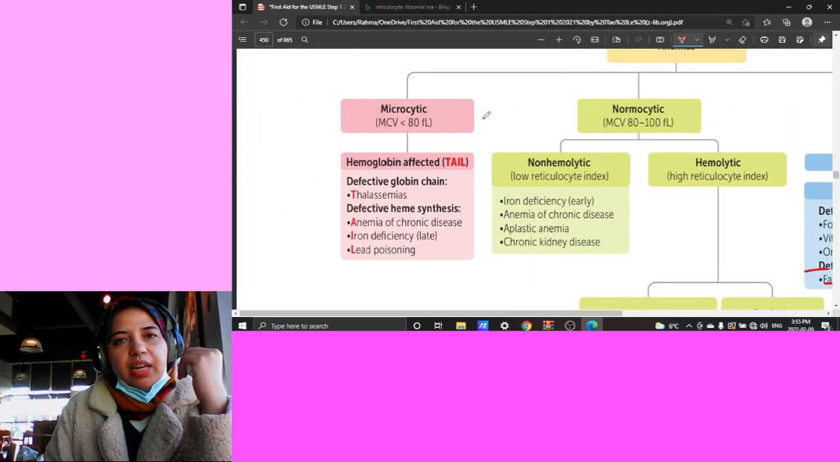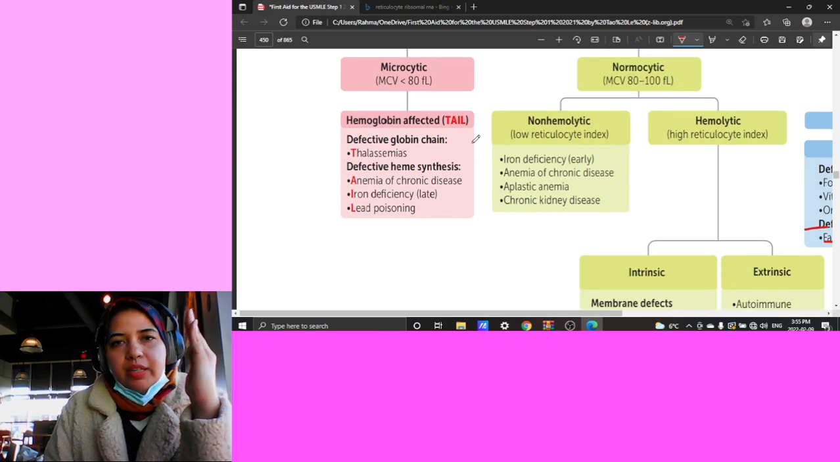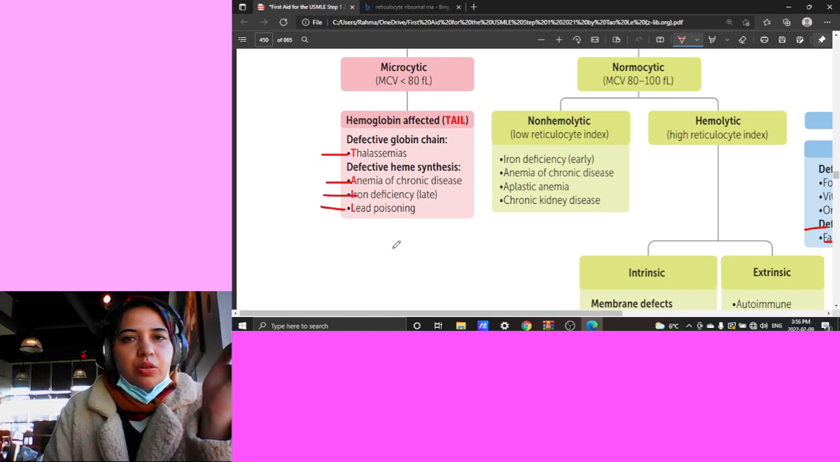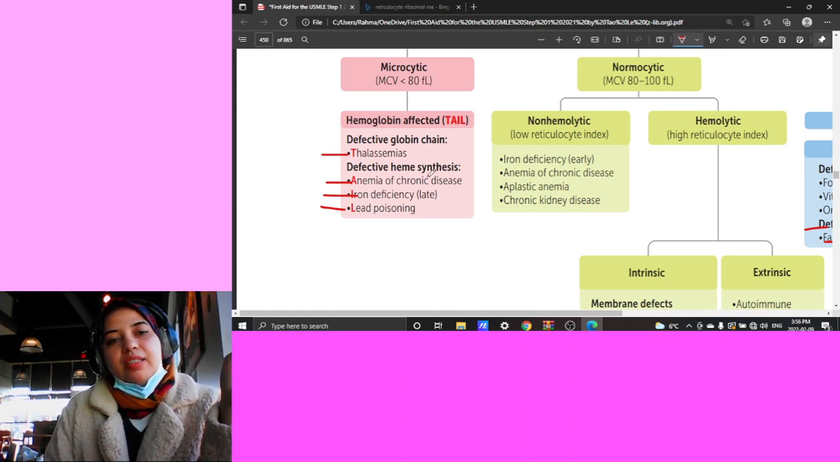Next, when we look at microcytic anemia, just memorize microcytic anemia. You have thalassemia, you have anemia of chronic disease, you have iron deficiency, and you have lead poisoning. So whenever I see microcytosis, I'm thinking of these guys. Thalassemia and iron deficiency are my two big guns, essentially. Then anemia of chronic disease, which I need to know how to differentiate from regular iron deficiency anemia, and then lead poisoning.